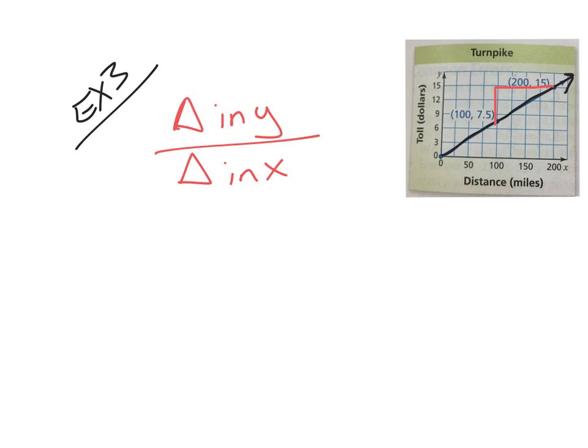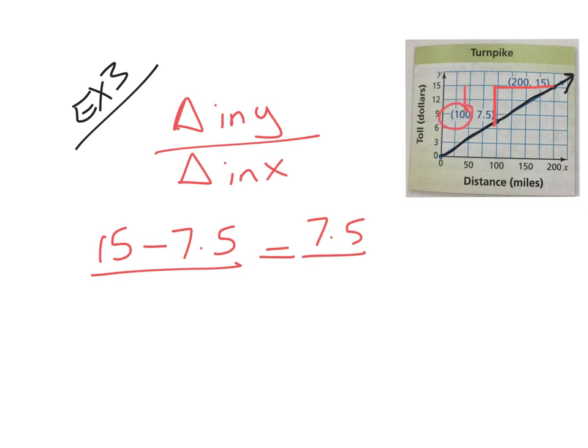Okay, so the change in y. Looking at my y value, the lower number, it's what? 7.5, right? So 7.5 to what's my new y number? 15. So what's 15 minus 7.5? 7.5. Okay, over my x. My first x was 100, and then it went over to what? 200. Okay, so 200 minus 100 is 100.